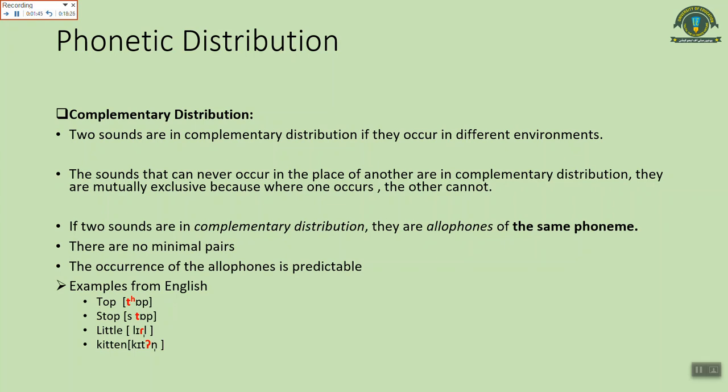So, t will never be aspirated when it is at this position, or it will never be aspirated in kitten. You cannot say kitten. It will look awkward. So these pronunciations, or these allophones, are in complementary distribution to each other.